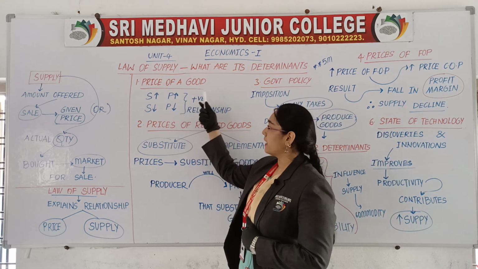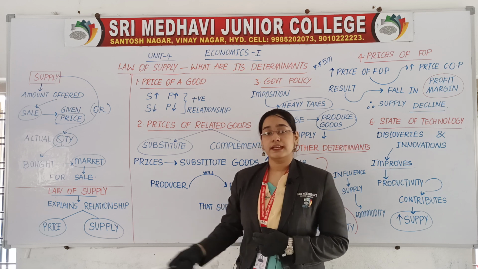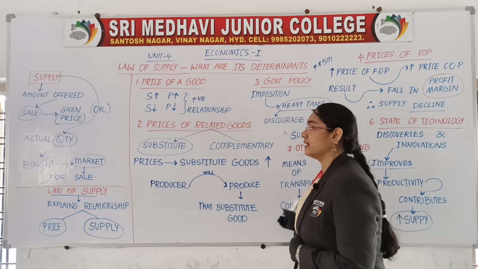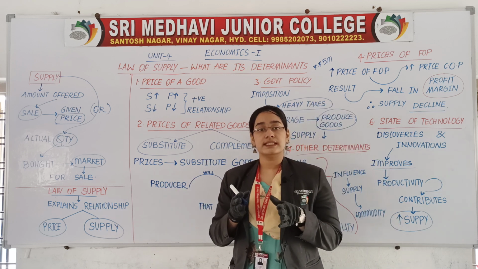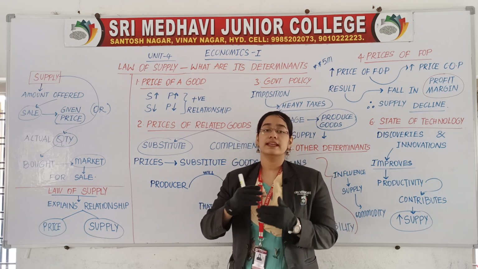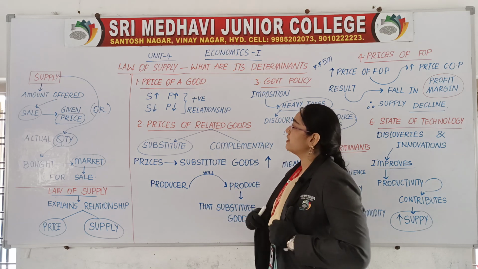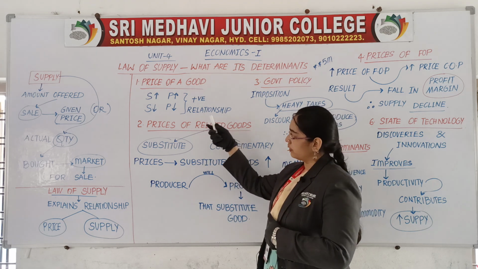First is the price of a good. The supply will depend on all the following things. Based on these things, the supply may vary; it may increase or decrease. Let us see the first one, the price of a good.